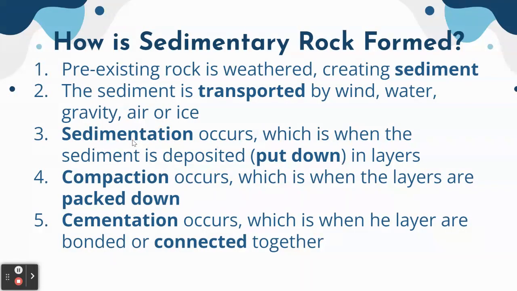And then we have sedimentation. Sedimentation is when that sediment is deposited, which also means to be put down in layers. So sedimentation is when the sediment is put down in layers. And then after it has those layers, it gets compacted. Compaction occurs, and that is when layers are packed down. And then lastly, you have cementation, and that is when the layers are bonded or connected together. So you have all those layers that have been compacted and connected together.